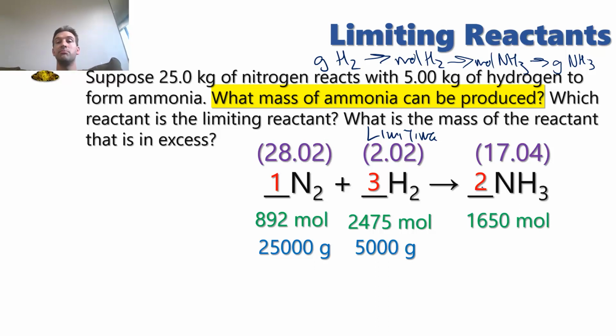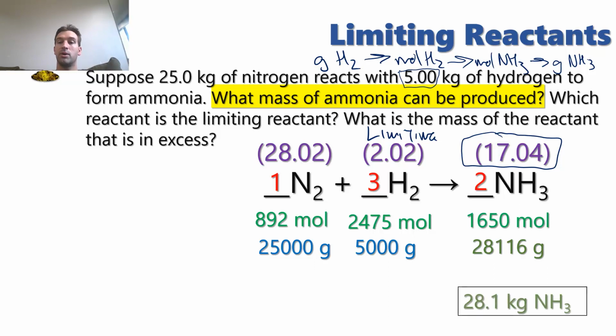And now that I have moles, I should multiply by molar mass in order to get grams of ammonia. I find that I get 28,116 grams. And because we have to pay attention to our starting measurements, notice we're given 5.00 kilograms, 3 significant digits of hydrogen. So I have to round that to 3 significant digits. And it's a good idea to go back to the starting unit. We did that here by dividing away the 1,000. So I converted from grams back to kilograms.